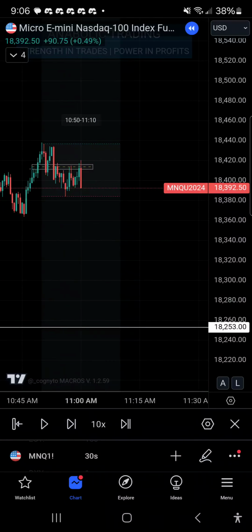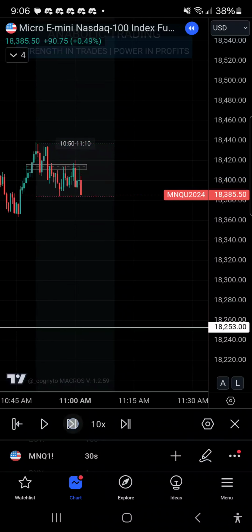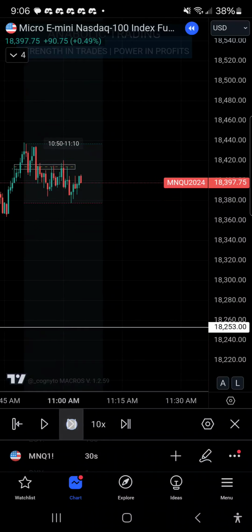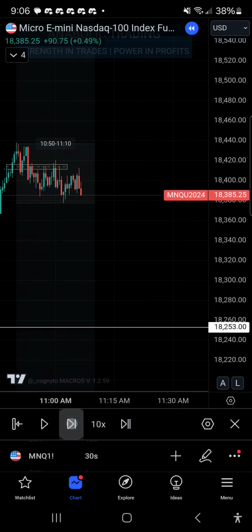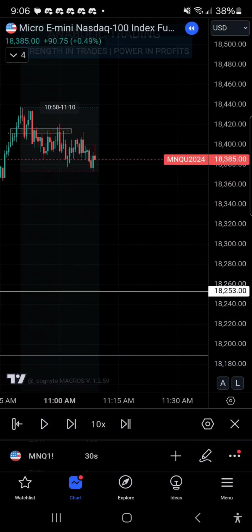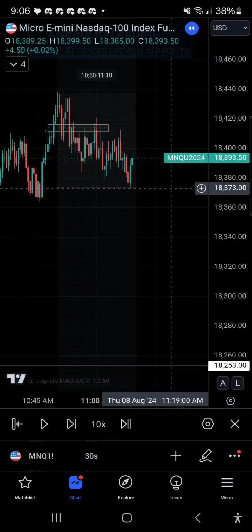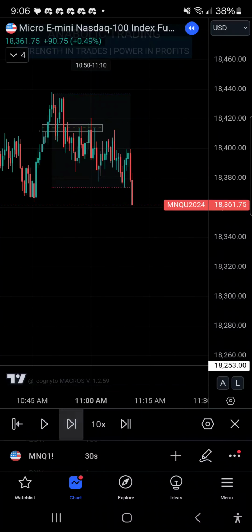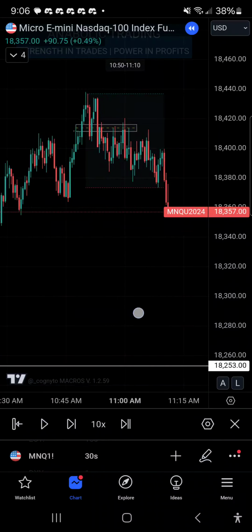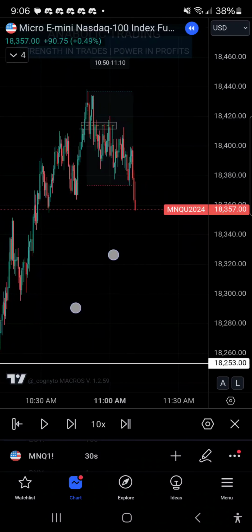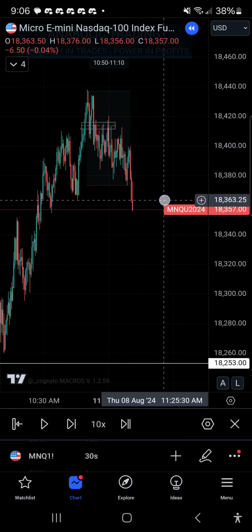Yes, we still respected it. Respecting the gap. Boom. No. I think it wants to go down some more. Yep, there we go. Awesome. And let me see, it broke this. Oh yeah, I'll just stay in.